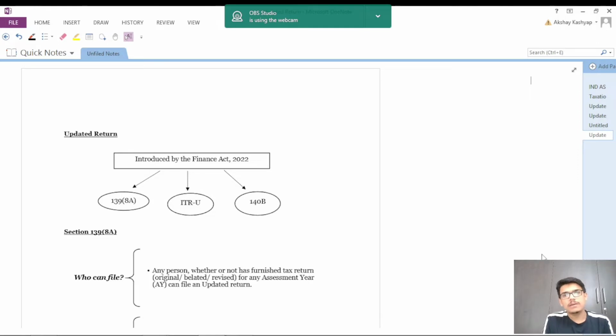In the updated return, an opportunity is provided to the assessee to rectify any errors or omissions that it has made in filing its return. So let us look at the provisions in brief.